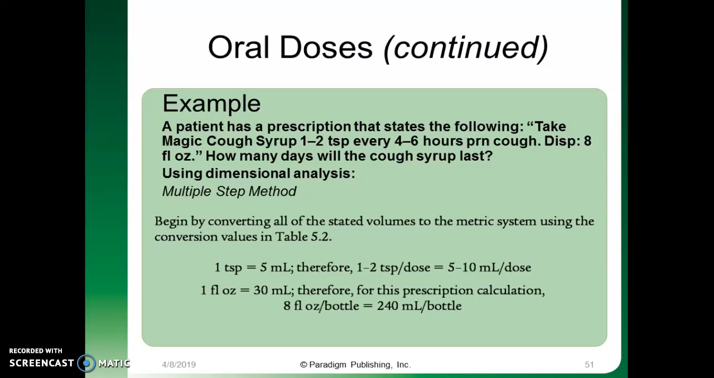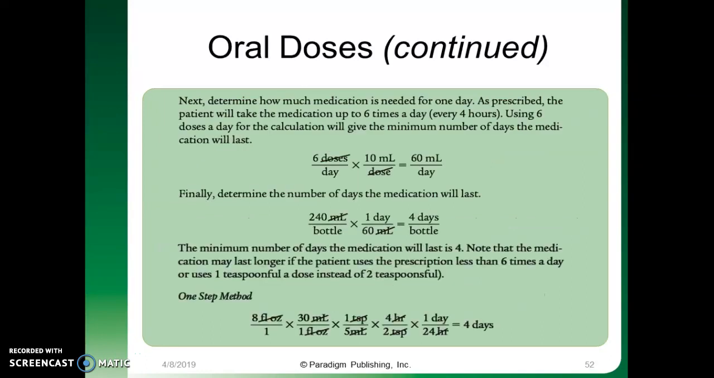1 fluid ounce is 30 mLs. Therefore, 8 fluid ounces per bottle is equal to 240 mLs per bottle. Now, determine how much medication is needed. So, as prescribed, the patient will take the medication up to 6 times a day. That's every 4 hours. So, 6 doses per day, 10 milliliters per dose is equal to 60 mLs per day. Finally, determine the number of days. So, we have a total of about 240 mLs per bottle. You're taking 60 milliliters in 1 day. So, divide that and you get 4 days per bottle.